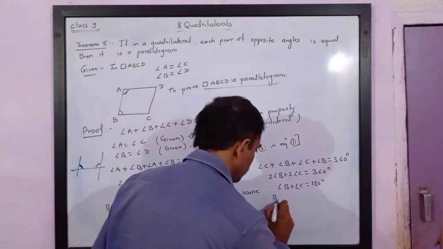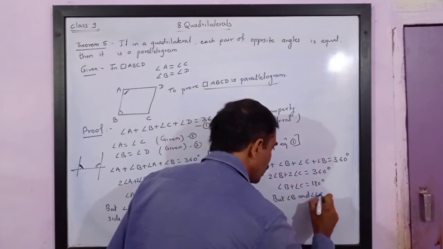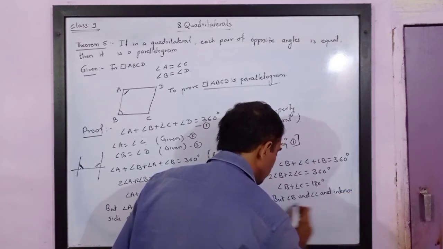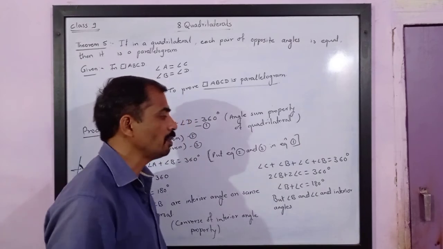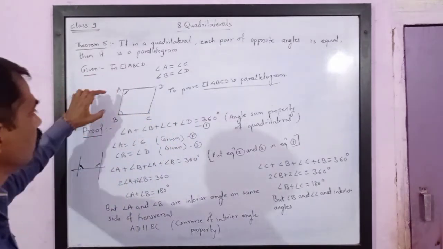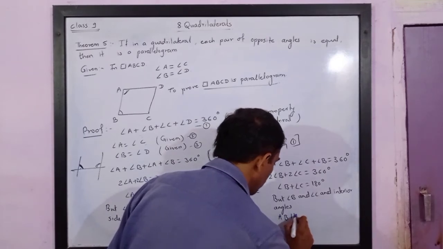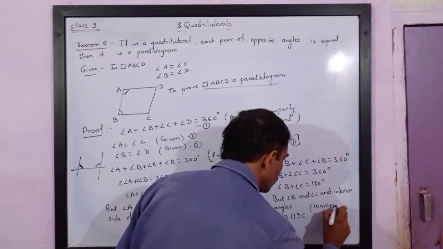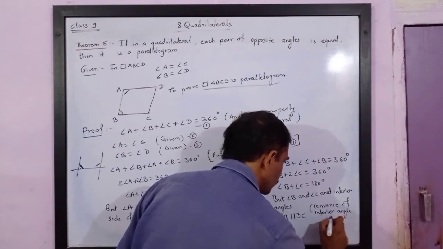But angle B and C are interior angles, and as interior angles are supplementary, the lines must be parallel. AB must be parallel to DC. Again, the same property, the converse of the interior angle property.